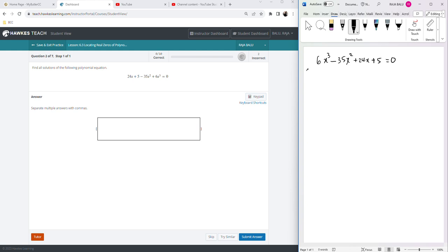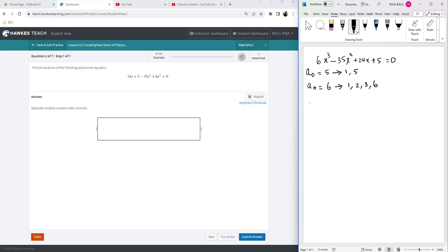So we will use the rational zero theorem, which starts with a0, the constant term, which is 5, and find the factors of 5: 1 and 5. And a sub n is the leading coefficient, which is 6, and we break it down: 1 and 6, 2 and 3. So those are the factors.